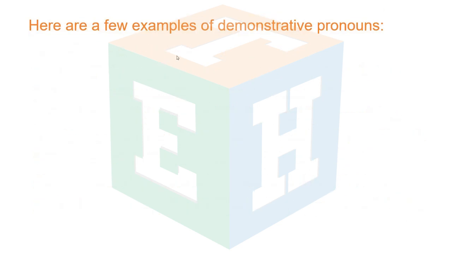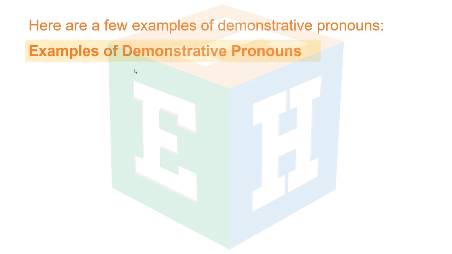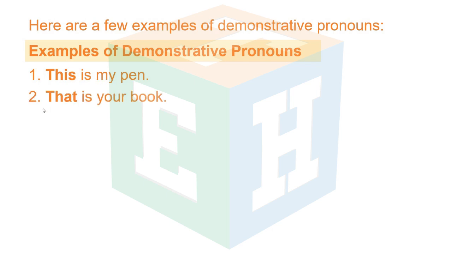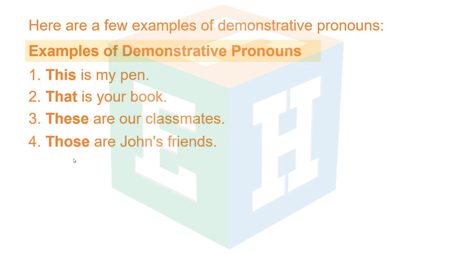Here are a few examples of demonstrative pronouns. Number 1, this is my pen. Number 2, that is your book. Number 3, these are our classmates. Number 4, those are John's friends.